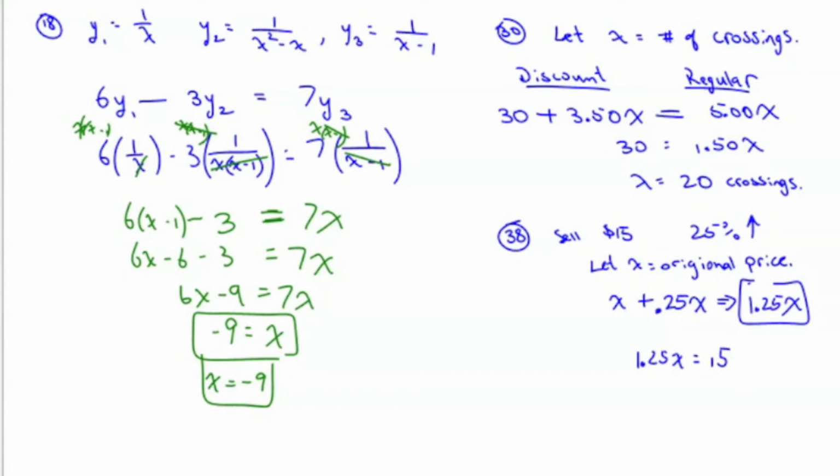Divide both sides by 1.25 and we get X equals 12 bucks. So every time they sell a calculator, they're making a profit of $3. Well, yeah, it costs them 12 bucks to buy it, and they're selling it for 15. So the difference will be profit. So they're not making any money. They make $3 a calculator. I mean, that's nothing. Yes, it is. If you sell 100 calculators, that's $300.